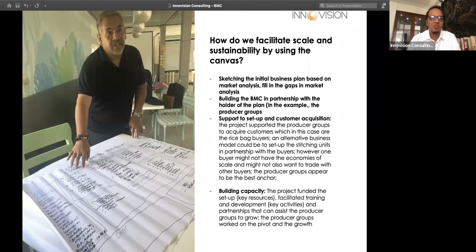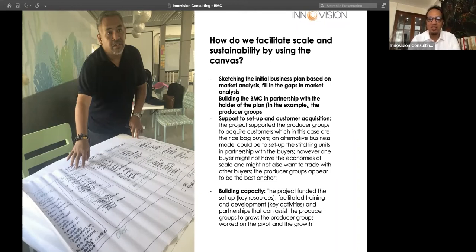There will be a lot of iterations happening from the experience. There will be a lot of pivoting happening from the opportunities that they will come across. But the project's job is, once the key resources, activities, and partnerships have been mapped, so you understand specifically where exactly the solution provider would require support.